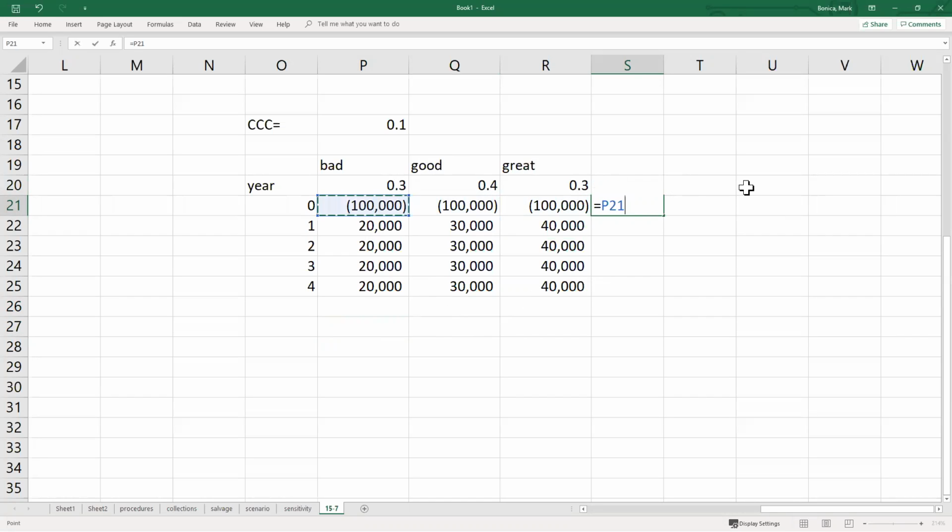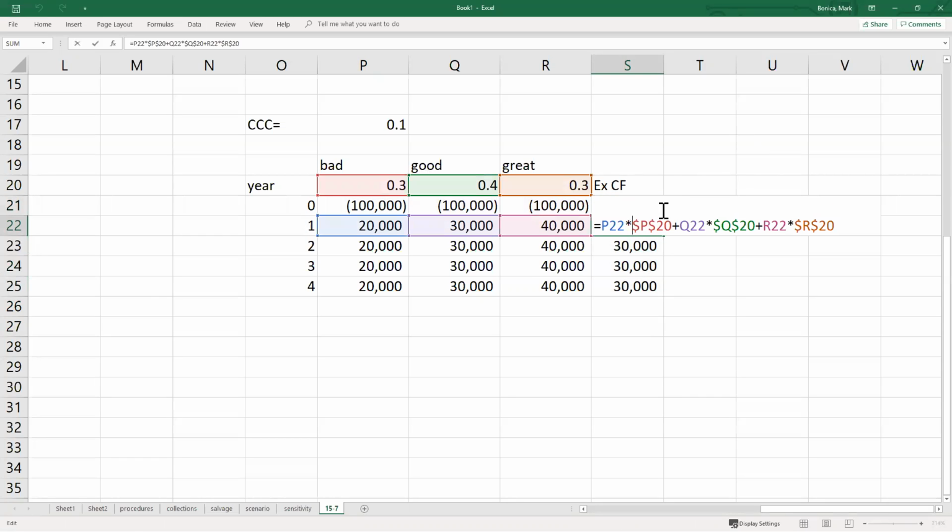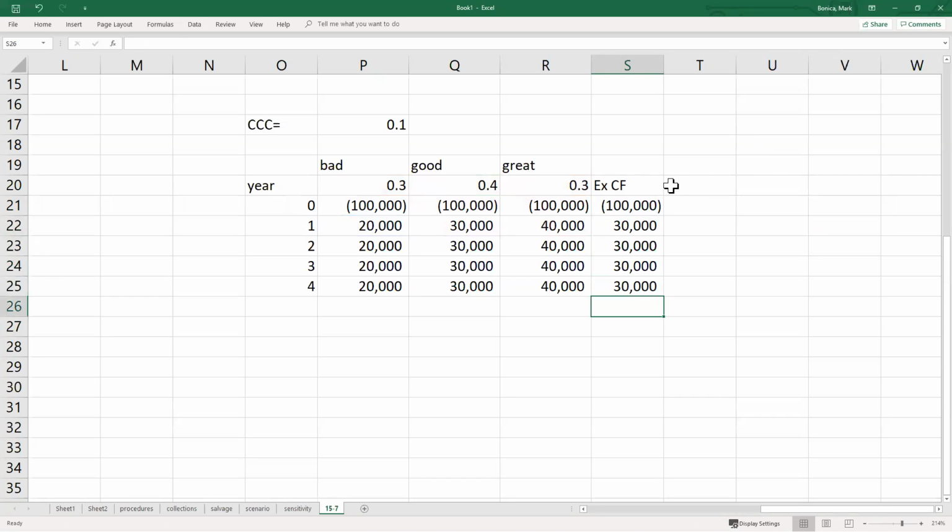So equals 100,000 times 30% probability. I'm going to lock that, plus 100,000 times 40%, plus 100,000 times 30%. So our expected outlay would be 100,000, of course, because it's the same. And then we would have a weighted average of each of the cash flows. So we could then calculate the expected NPV.